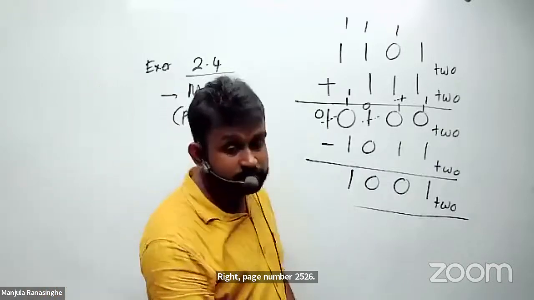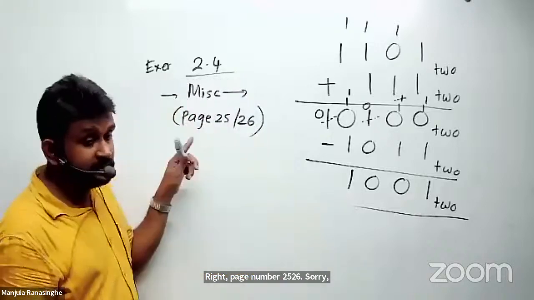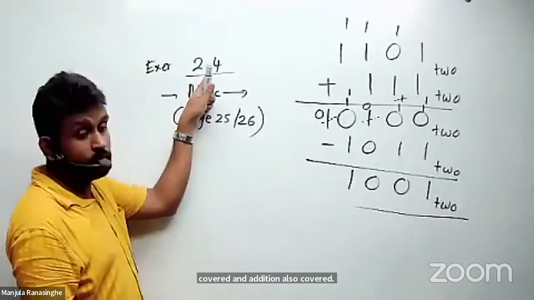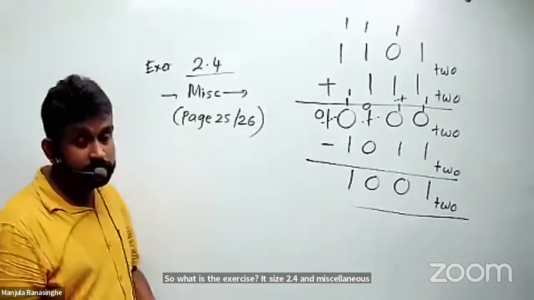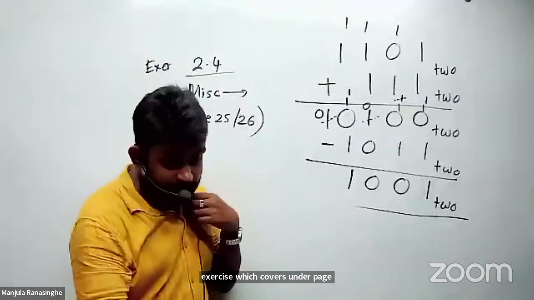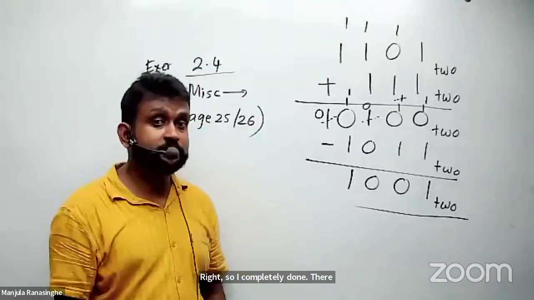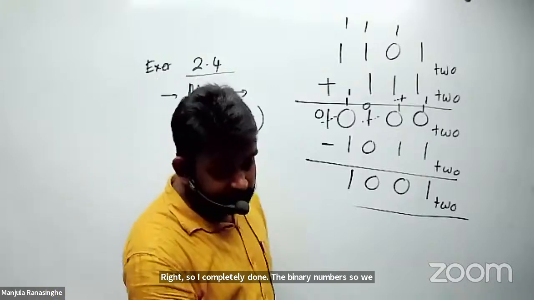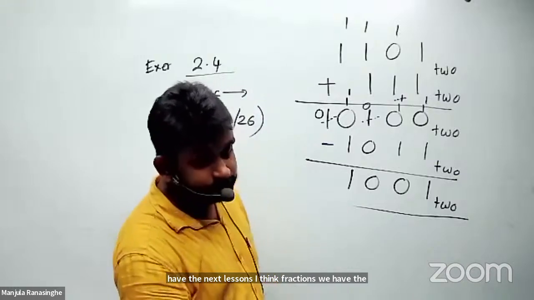Right. So subtraction will be covered and addition also covered. So what is the exercise? Exercise 2.4 and the miscellaneous exercise, which is covered under page 25, 26. Right. So I have completely done the binary numbers. So we have the next lessons. I think fractions we have the next day. So I will move to that lesson, fractions.